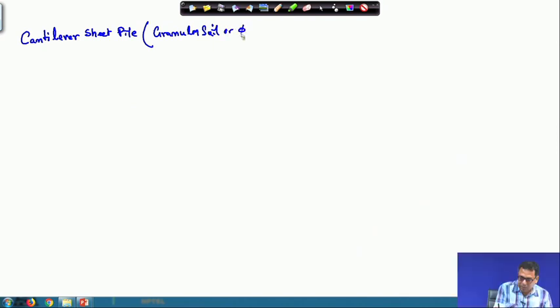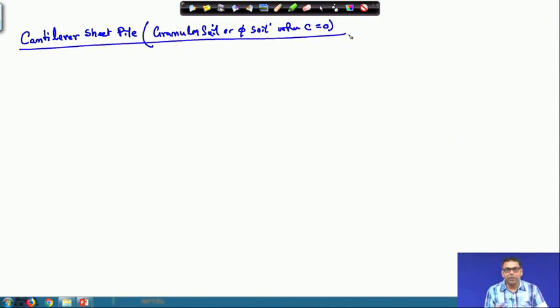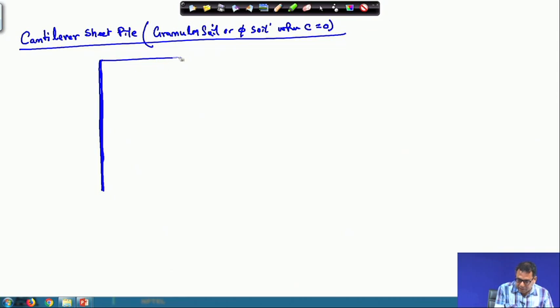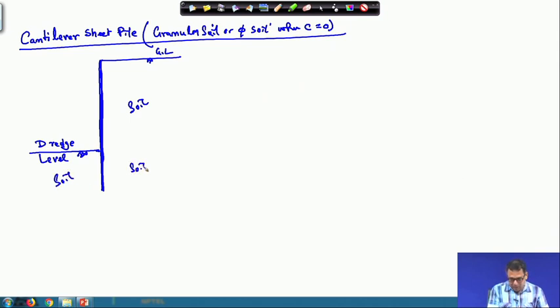Granular soil or phi soil, where c is equal to 0. Okay. So, this is my sheet pile and we are representing it with a single line, as we are not considering the weight of the sheet pile. This is the ground level and this is the dredge level. Okay. So, this portion is void, and this portion is the soil. Soil is here, soil is here and definitely soil is here also. This portion is the void, either water is there or there is no soil.